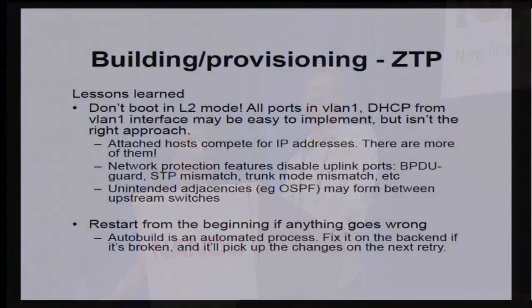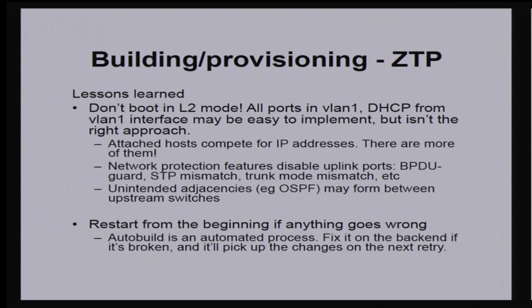So along the way, we learned a number of lessons. One of the first ones is that booting in layer 2 mode may be easy and is the path of least resistance for vendor implementations. And what this means is if you take a switch, it boots up as a switch, all the ports are in VLAN 1, make yourself a VLAN interface for VLAN 1 and send a DHCP request from that VLAN interface.